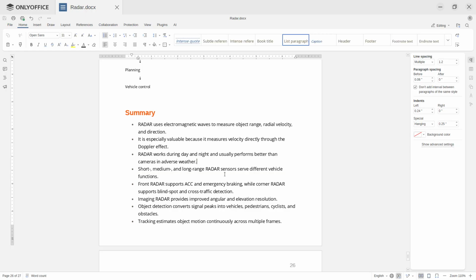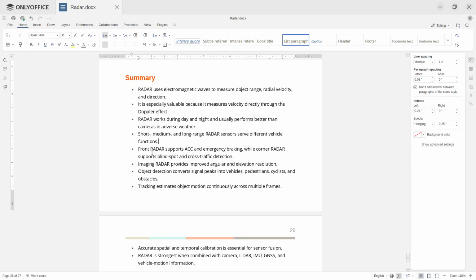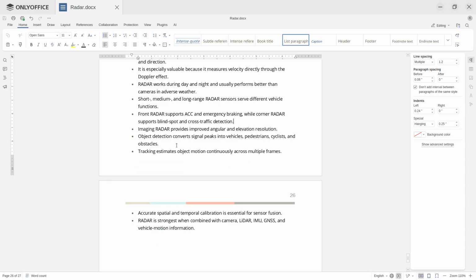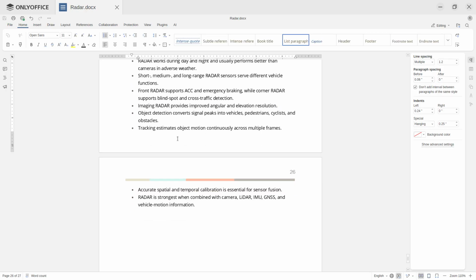Short, medium and long range radar sensors serve different vehicle functions. Front radar supports ACC and emergency braking, while corner radar supports blind spot and traffic detection. Imaging radar provides improved angular and elevation resolution. Object detection converts signal peaks into vehicles, pedestrians, cyclists and obstacles. Tracking estimates object motion continuously across multiple frames.